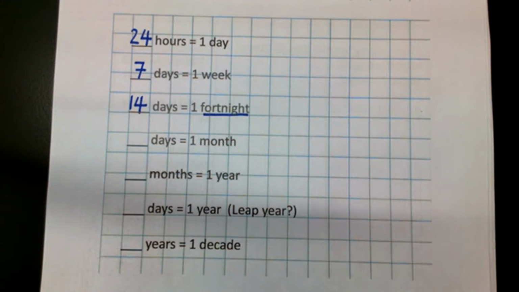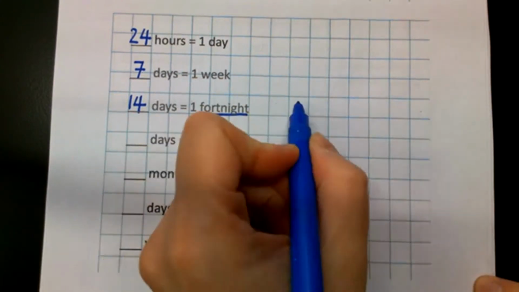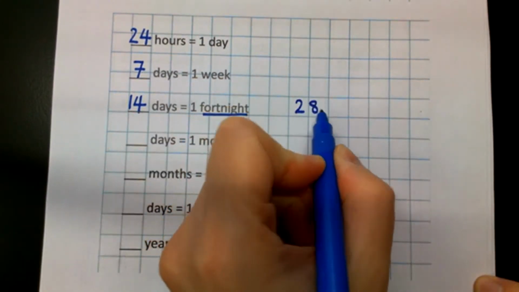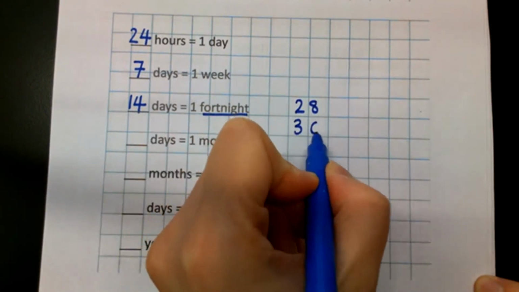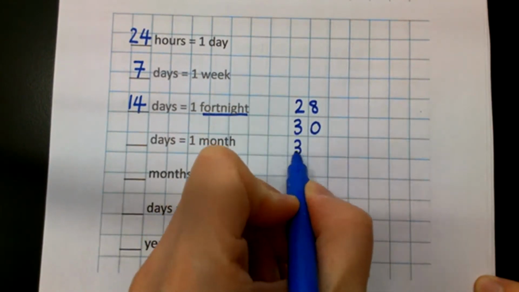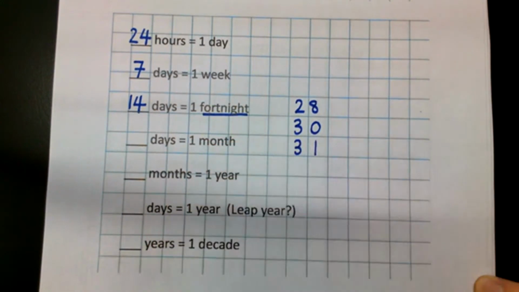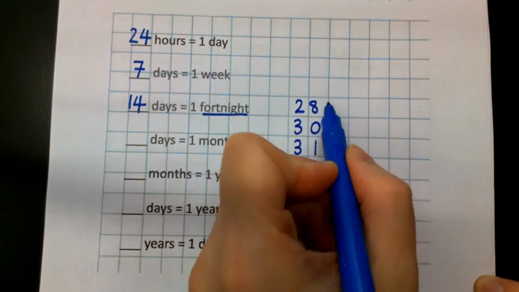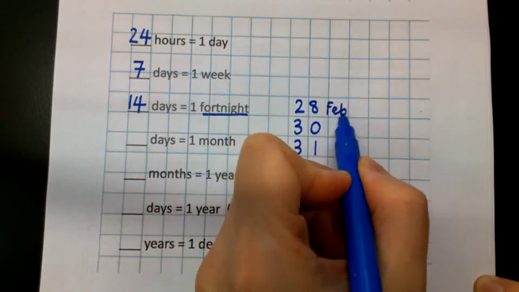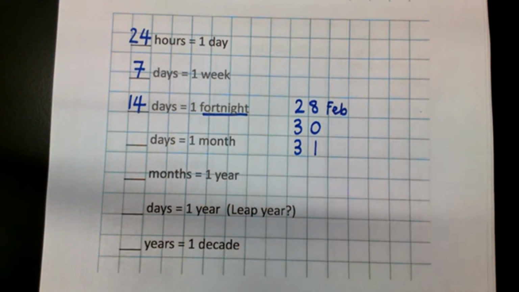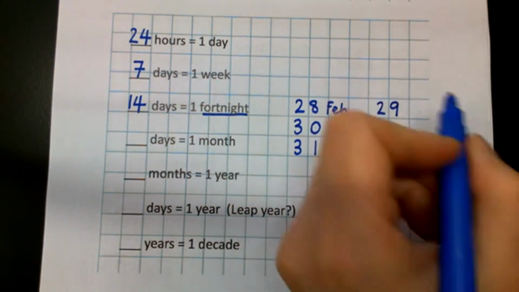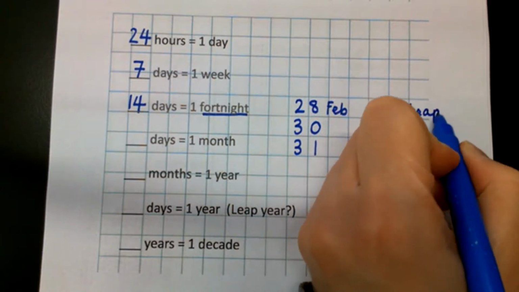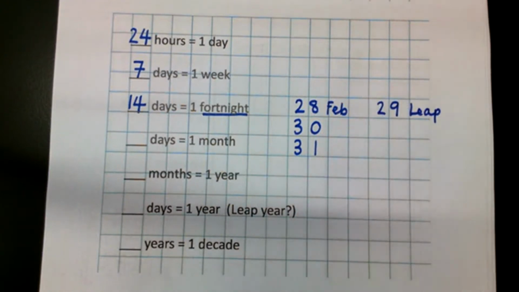So months of the year can either have 28, and that would be February. They can have either 30 days or 31. February, that's the only month that has only 28 days, sometimes has 29 days on a leap year. And a leap year happens every 4 years.